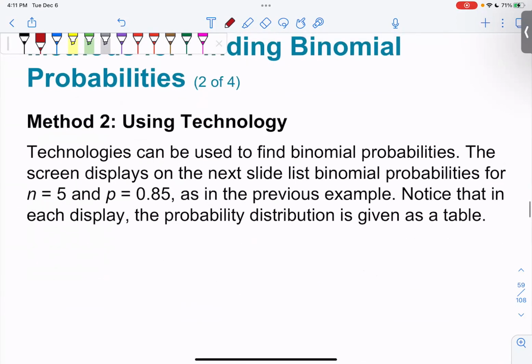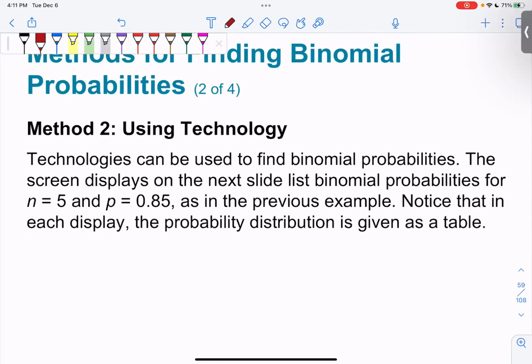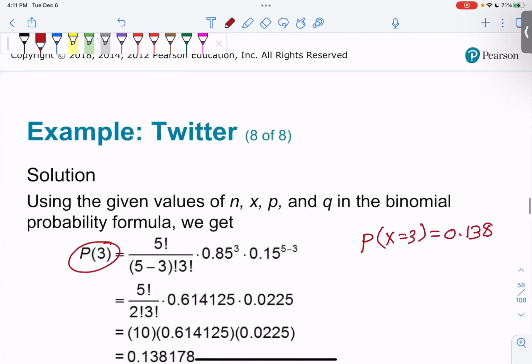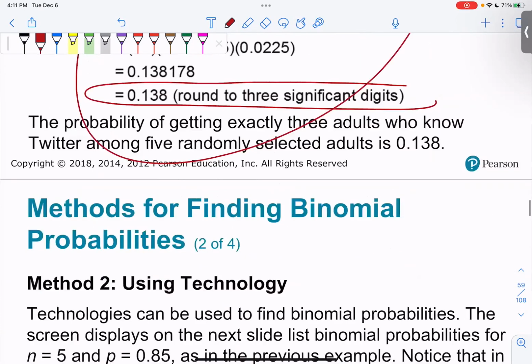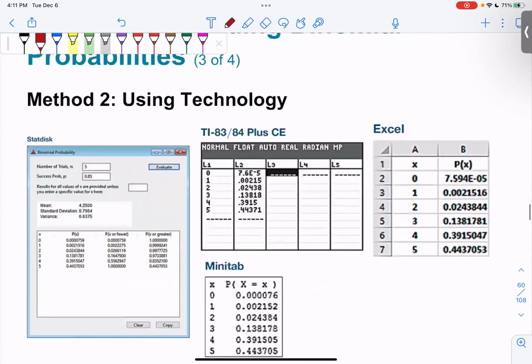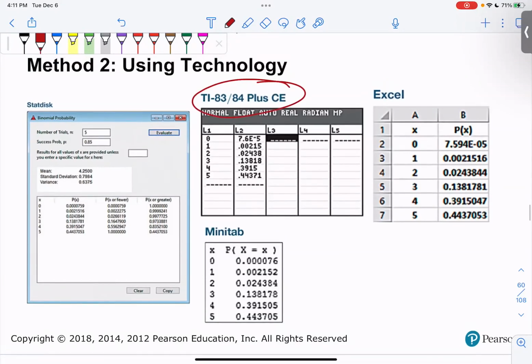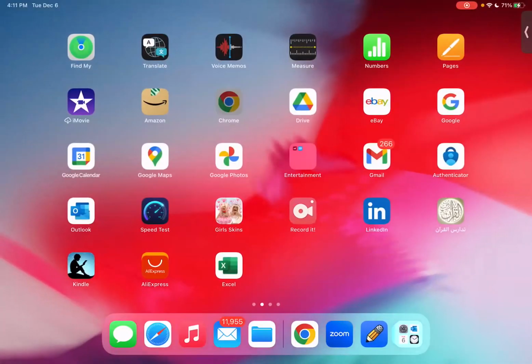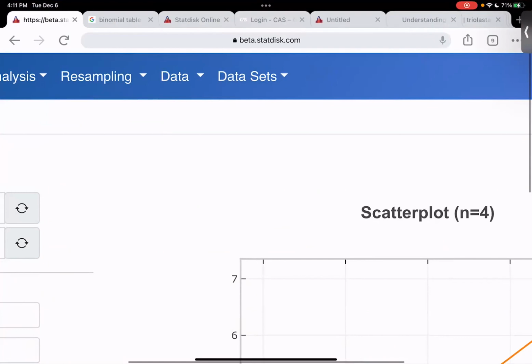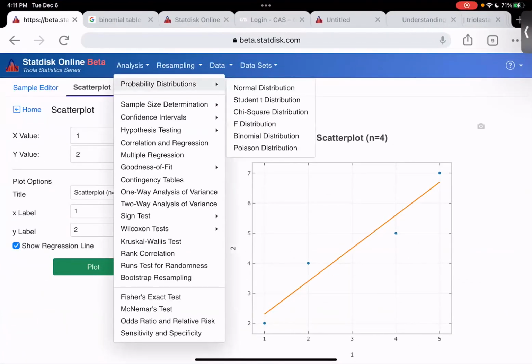The second way is using technology. Okay. So now, instead of all this work here, you will see how we can use technology. You can use your calculator to find this probability, or you can use one of those, like this one, StatDisk. Let's go to StatDisk and see. Probability distribution, and then we go to the binomial distribution here.